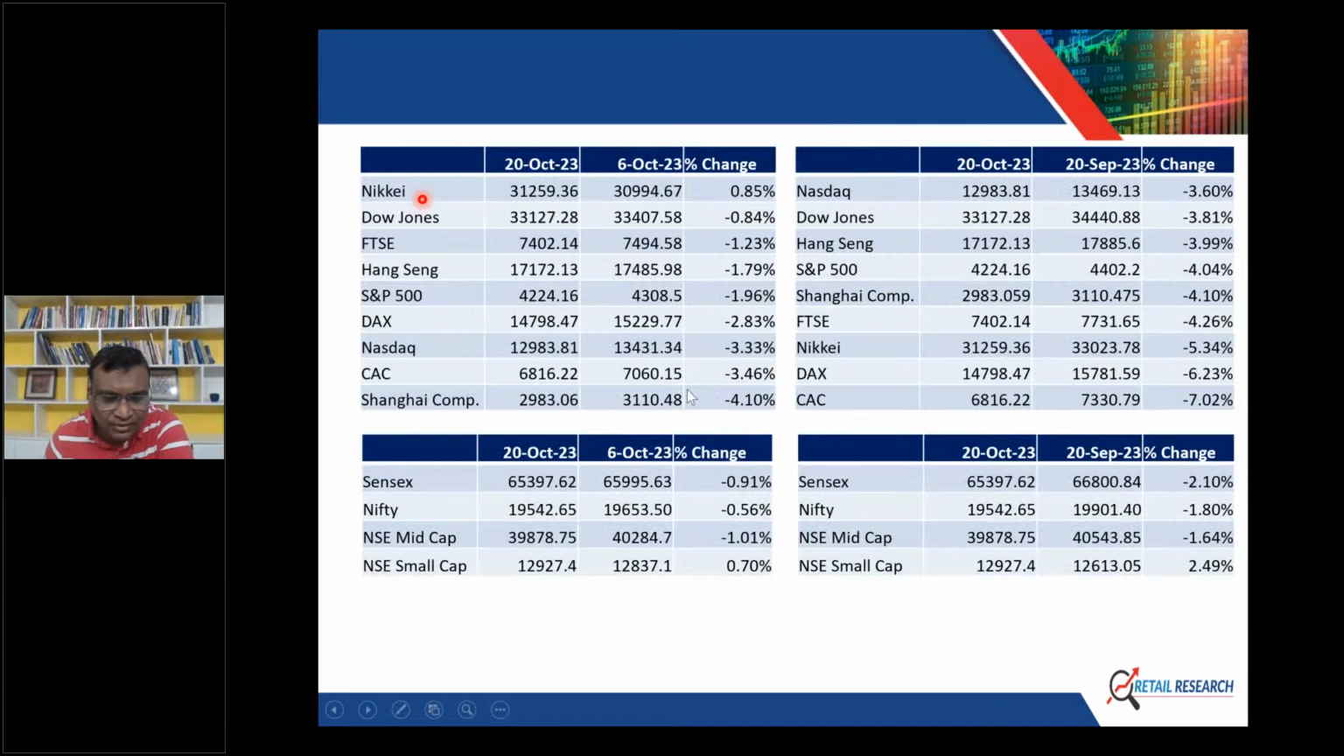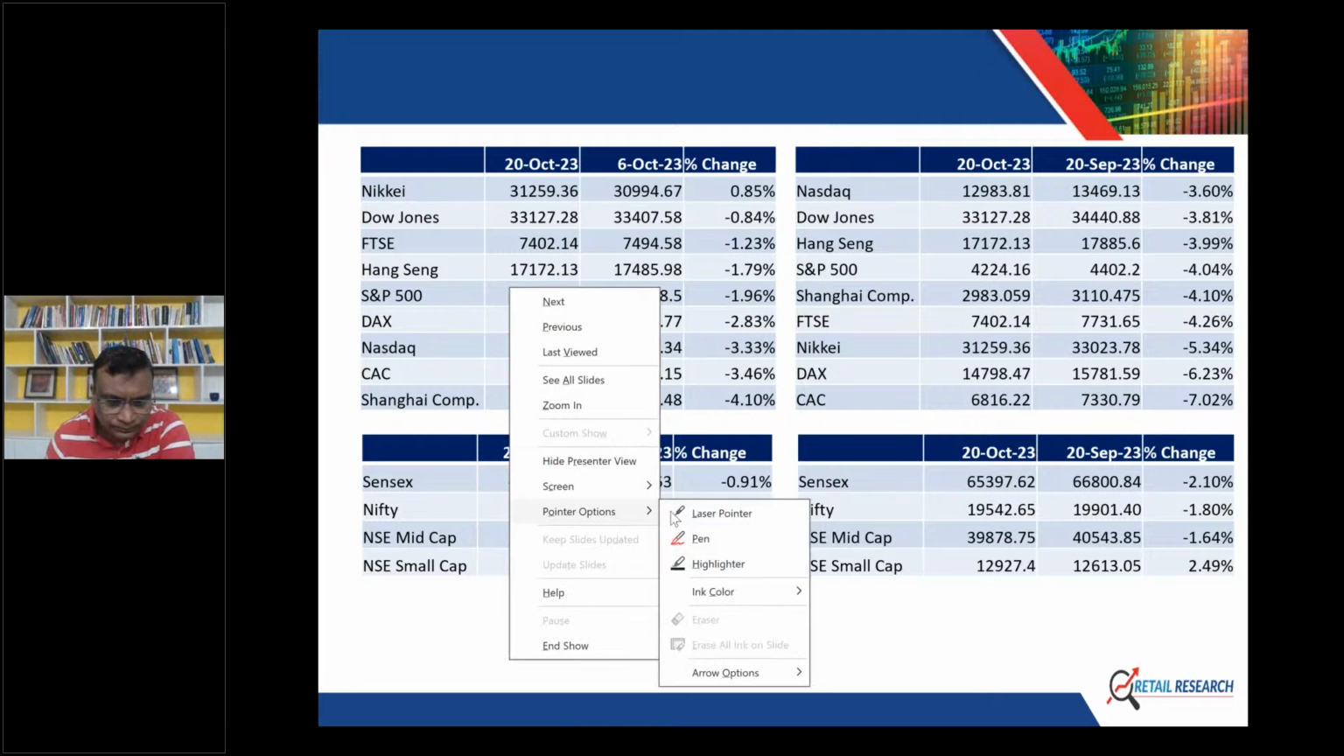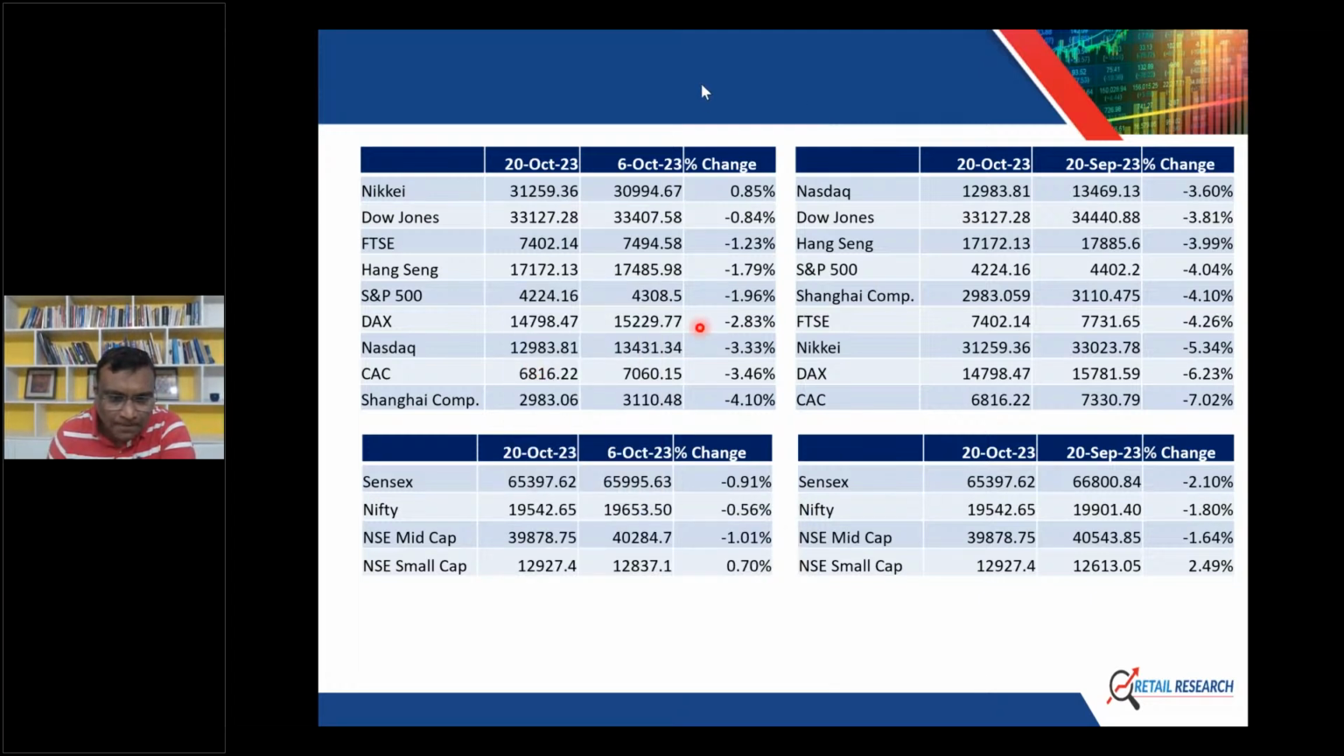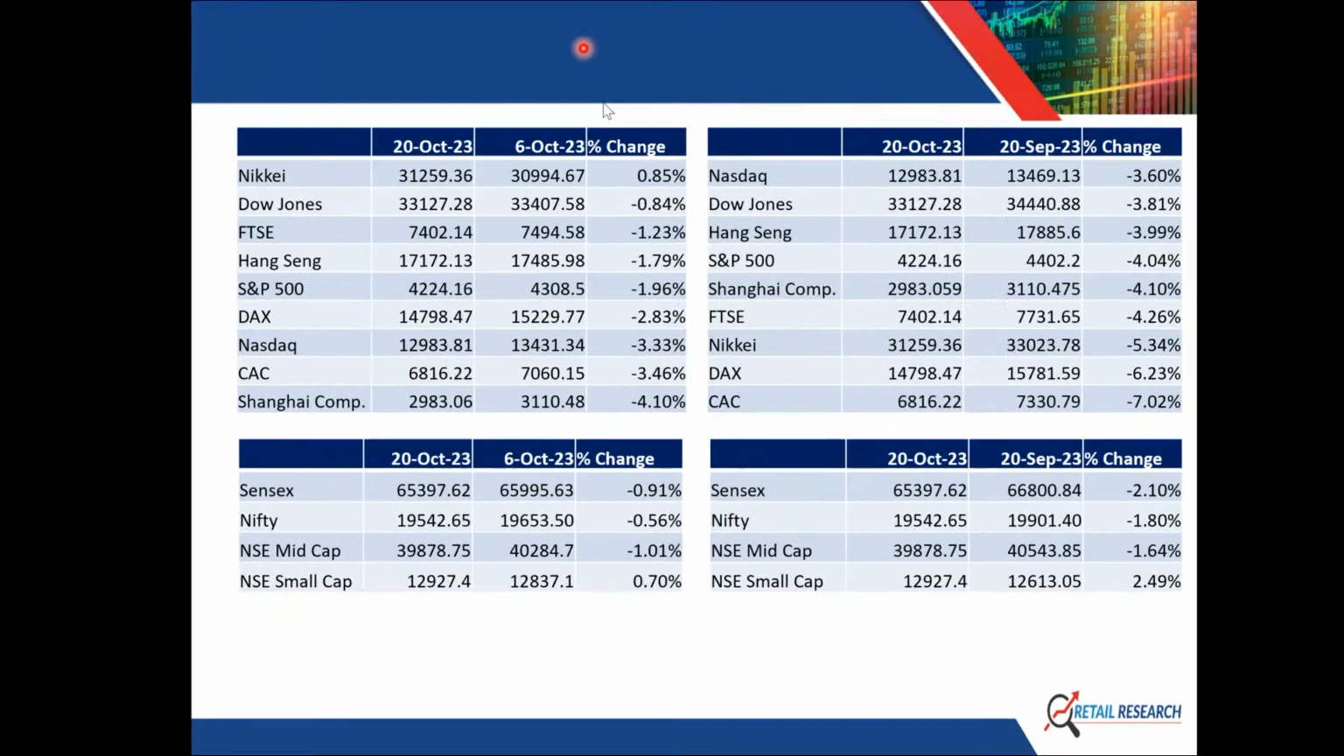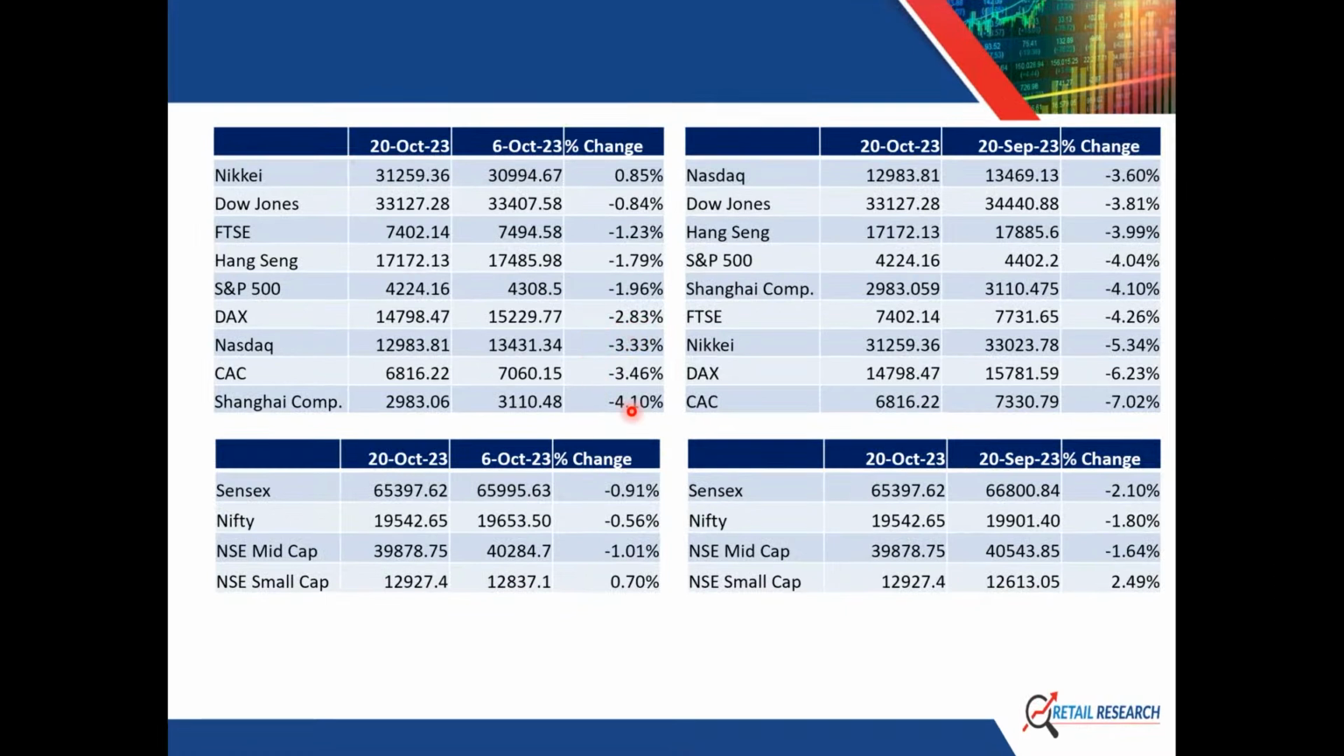Here, as I've shown on the screen, the international markets, you can see DAX, Nasdaq, CAC, Shanghai, these markets have already corrected, while Indian markets are relatively strong. If these international markets were to go down more, we will see more and more pressure on our markets, and our markets can also correct.